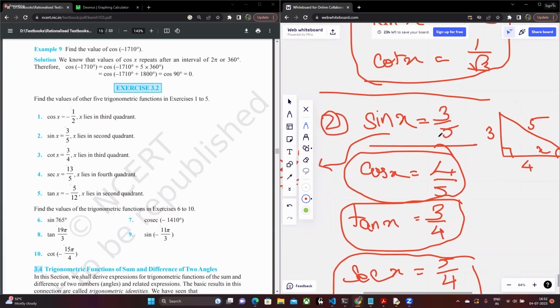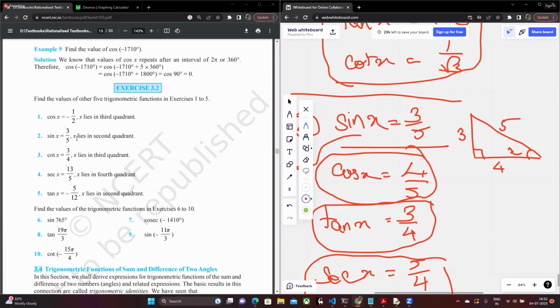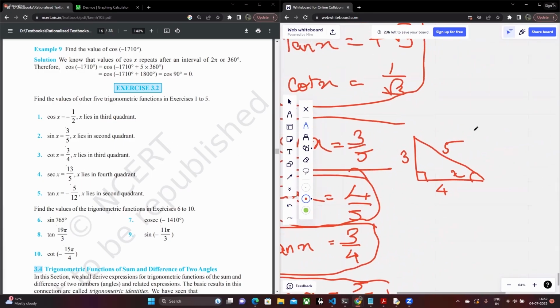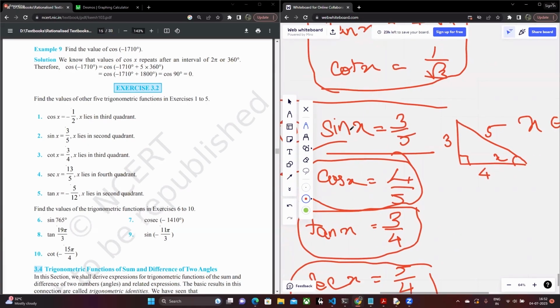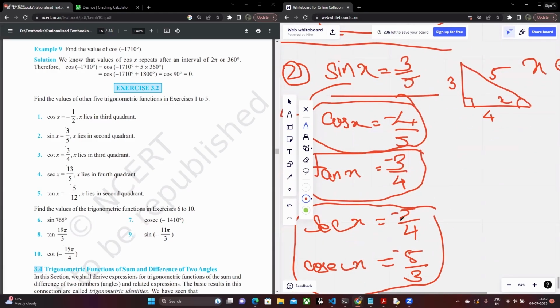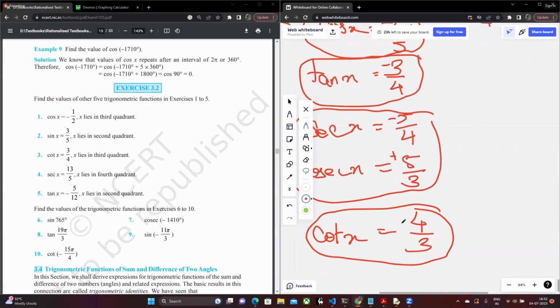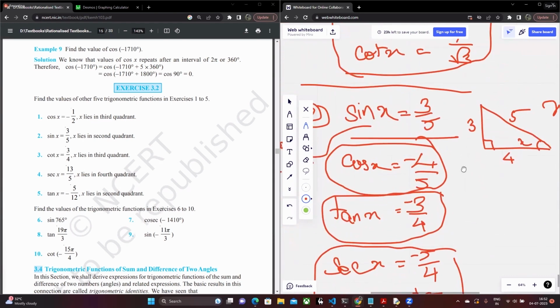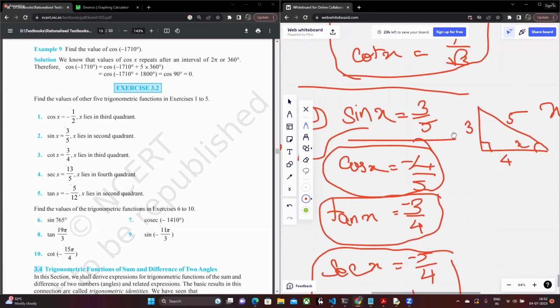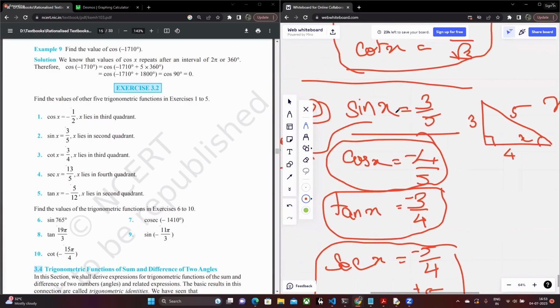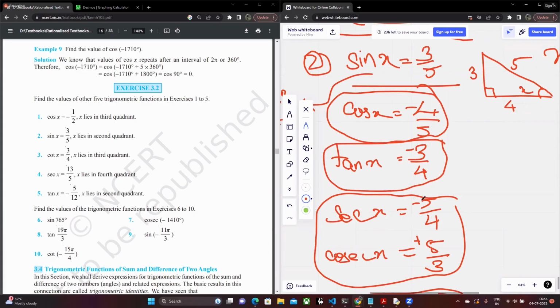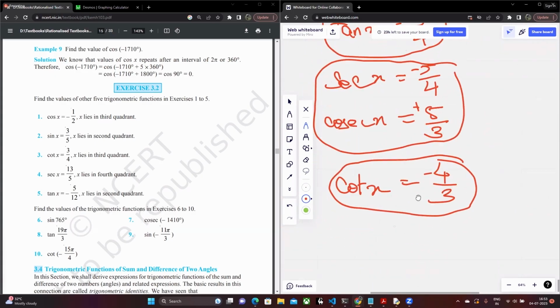The only problem is I've neglected to mention where x lies. Since x lies in the second quadrant, that means that sine is positive, cos is negative, tan is negative, secant x is negative, cosecant is positive, and cot x is negative. Therefore, the actual values when x belongs to the second quadrant are: sin x is 3/5, cos x is minus 4/5, tan x is minus 3/4, secant x is minus 5/4, cosecant x is plus 5/3, and cot x is minus 4/3.